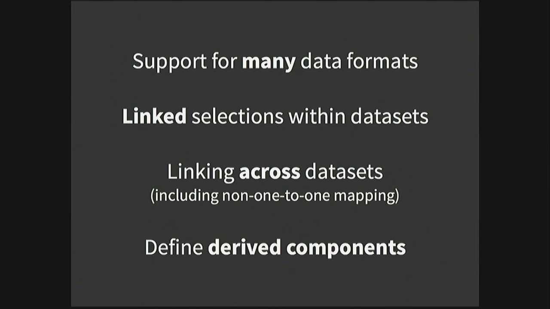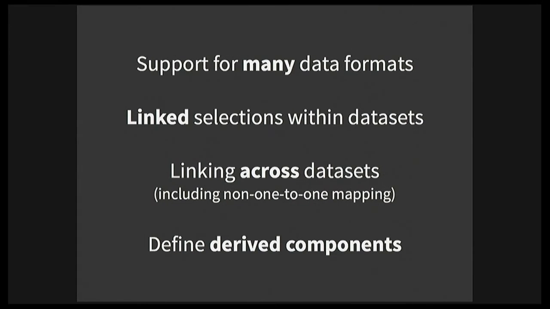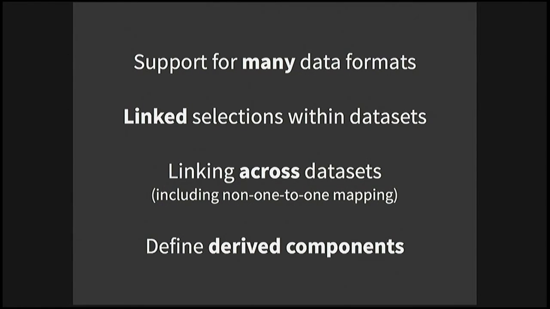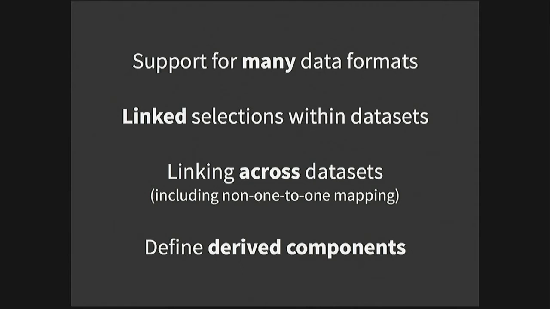So Glue supports many different input formats. You can read in, of course, FITS files, HDF files, many different ASCII table formats, and then things like Excel tables and things like that. And it's also very easy to build your own readers. You can have link selection automatically within datasets, so that's the simple thing where you show, for example, an image and you select the region and it shows the pixels in the histogram. But you can also link across datasets, and you can have things that aren't one-to-one mapping, which could be through any kind of complex transformation. And then I've also shown how we can define derived components.